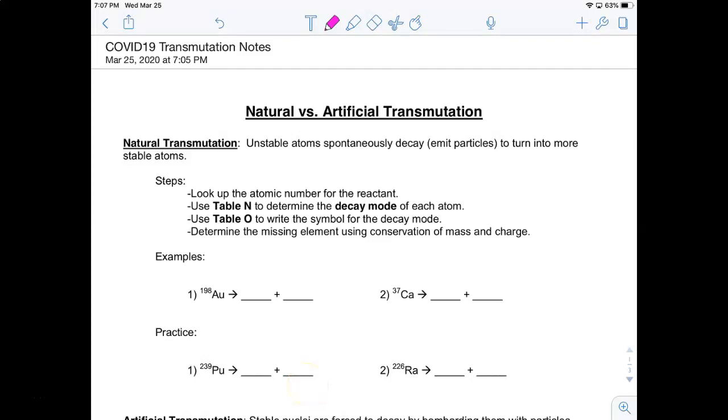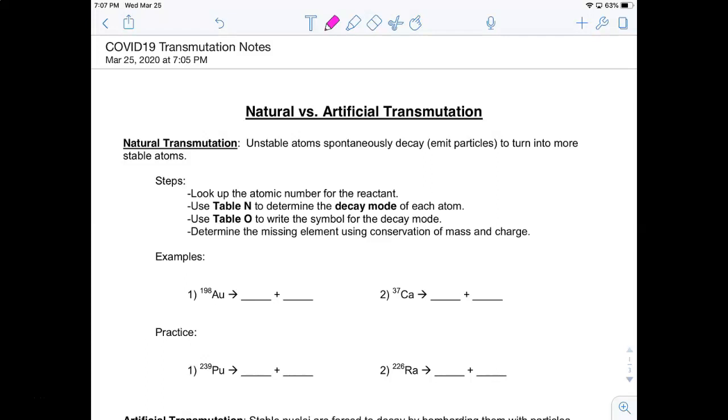Hey guys, so at this point you should have read the article about what it means to be radioactive, and you should have some idea of what nuclear chemistry is going to be all about. So basically, if we say that something is radioactive, we mean that its nucleus is unstable. And because it's unstable, it's going to do something to change itself and try to get more stable.